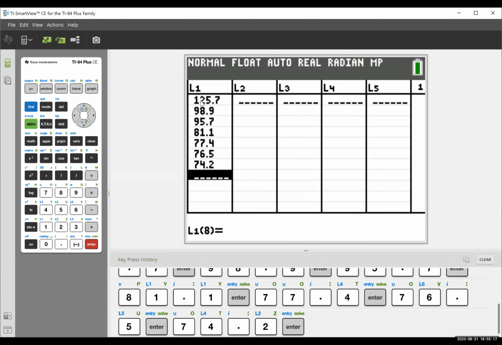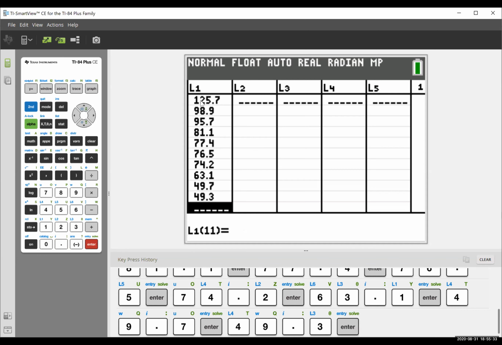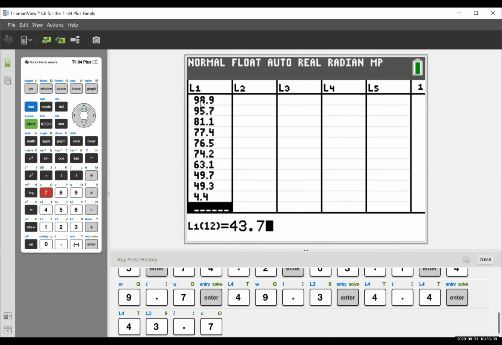I have a question. Yes. What did you press to get to that screen that says normal, float, auto, real, radian? STAT 1. Wait, let me finish typing these numbers, and I'll show it to you again.